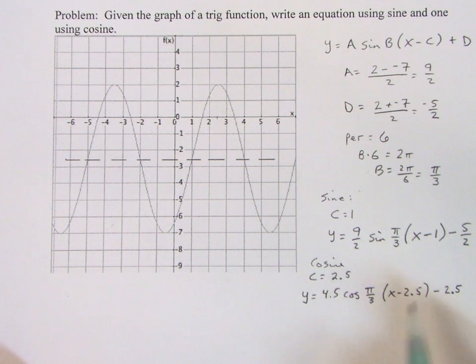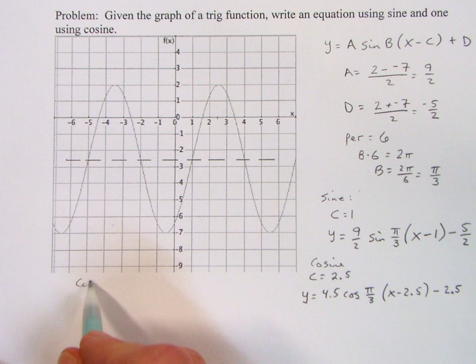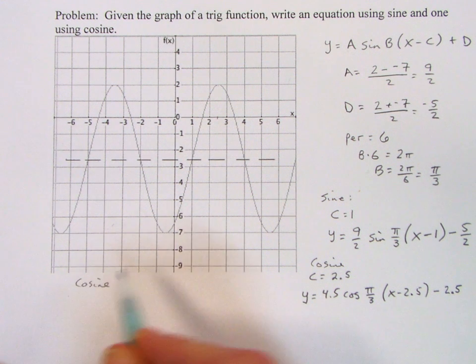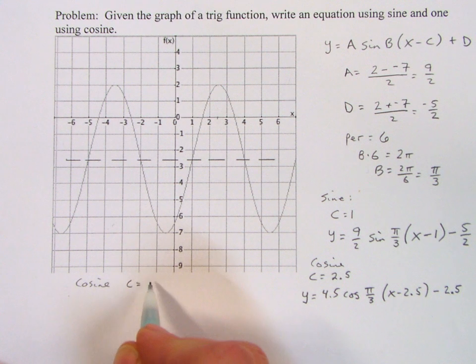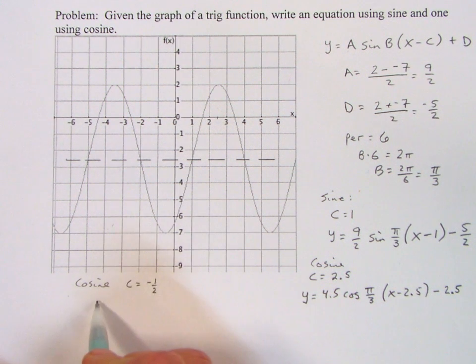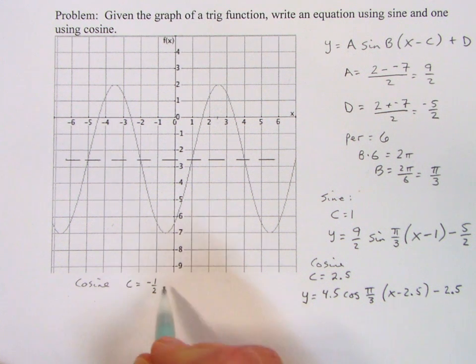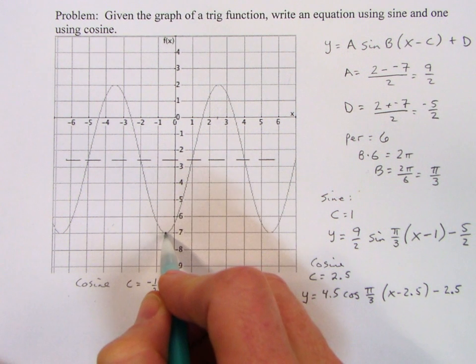Let's do another cosine value. What if we had cosine started at the low value? Let's say this one right here. We could say c is -1/2. So in this equation, if c is -1/2, we're starting at the low.